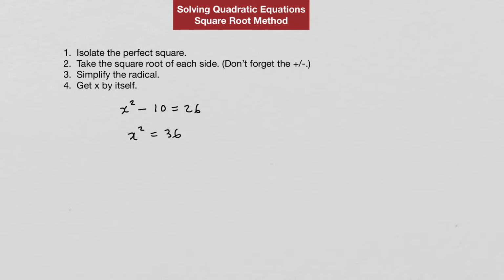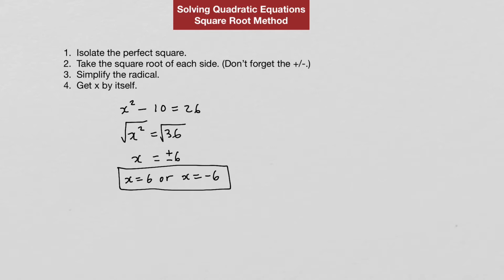Okay, now we're going to take the square root of each side. Okay, and then we're going to simplify the square root, or in this case the radical, and now we get x is equal to 6, but because we are dealing with quadratics, we need to recognize that there's also a positive 6 and a negative 6. Okay, so in other words, x is equal to 6 or x is equal to negative 6. And these are our answers. Okay, moving on to the next example.